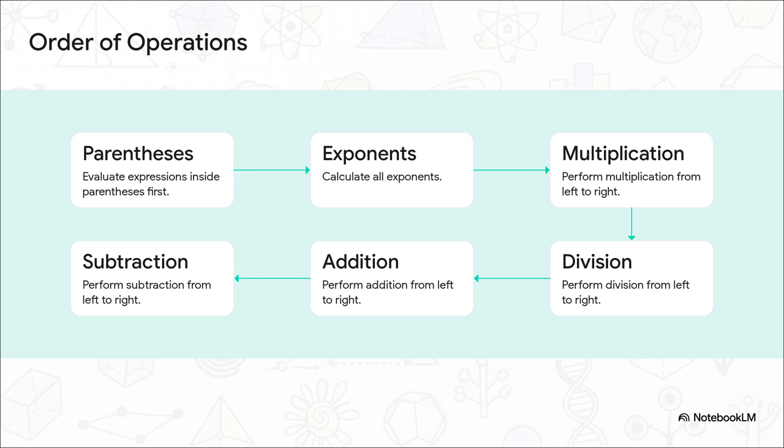It's just a convention we've all agreed to follow. It's what makes sure that everyone, everywhere, solves 2 + 3 × 4 the same way. We all get 14, instead of some people getting 20. Without these agreed-upon rules, communication would just completely fall apart.